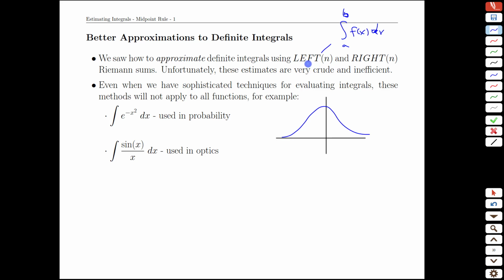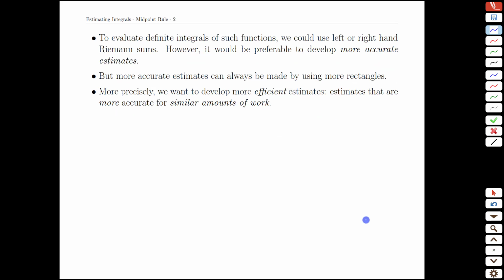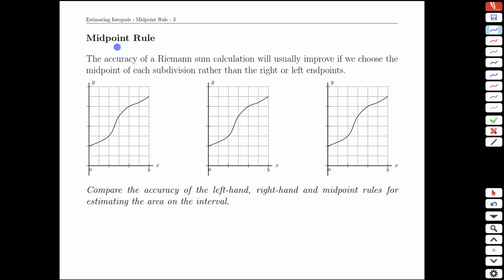But can we improve on left and right? Because they're really not that great. Let's see what we can do. Our first thing to note is that we can always use more rectangles. If we use more rectangles, subdivide more finely, if we're willing to do more work, then we can get closer and closer estimates, even with the left and right hand sums. However, we're hoping that there's a way to be more efficient about this. In other words, get something more accurate for similar amounts of work. Our first stab at this is going to be the midpoint rule.